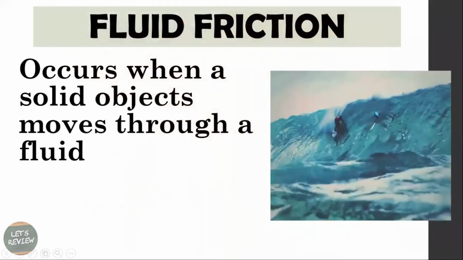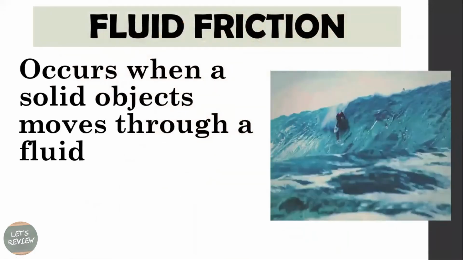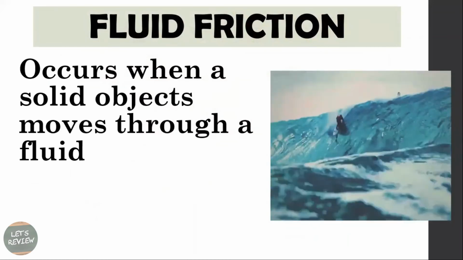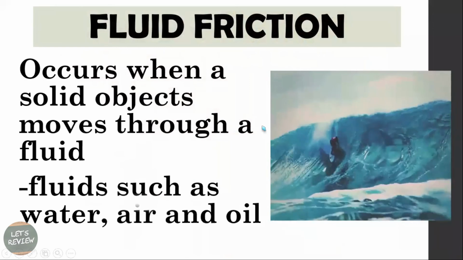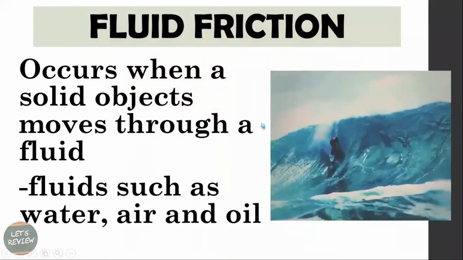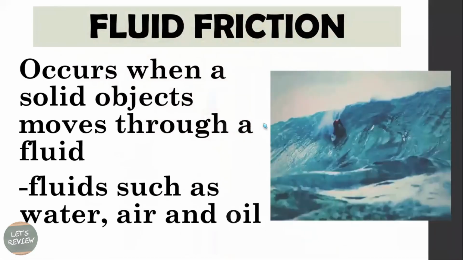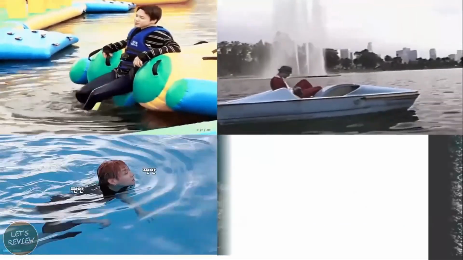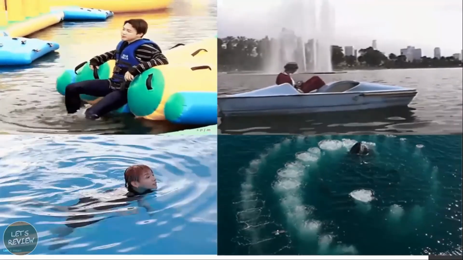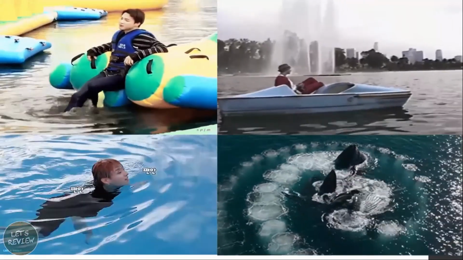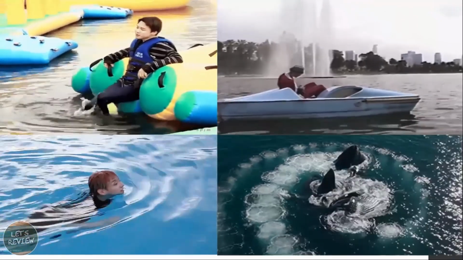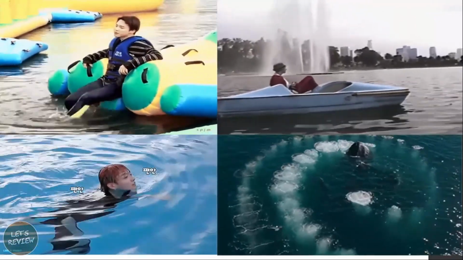Another friction is called fluid friction. It occurs when a solid object moves through a fluid. Fluids such as water, air, and oil have this kind of friction. There you go. So those are the different examples of friction. We have the rolling, the sliding, and the fluid friction.